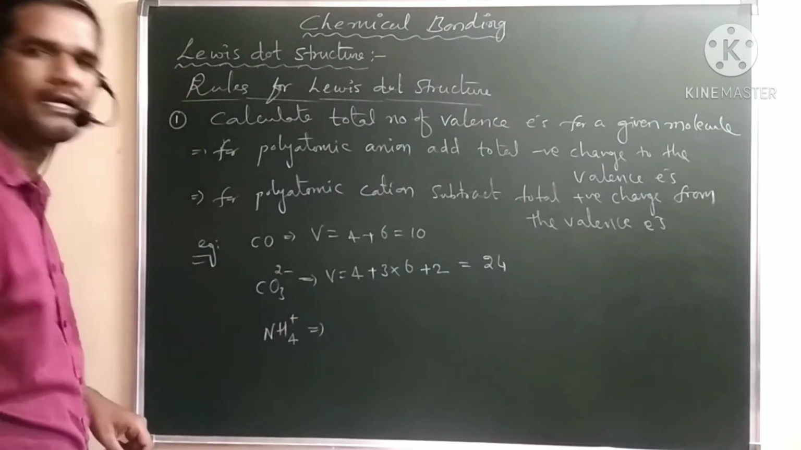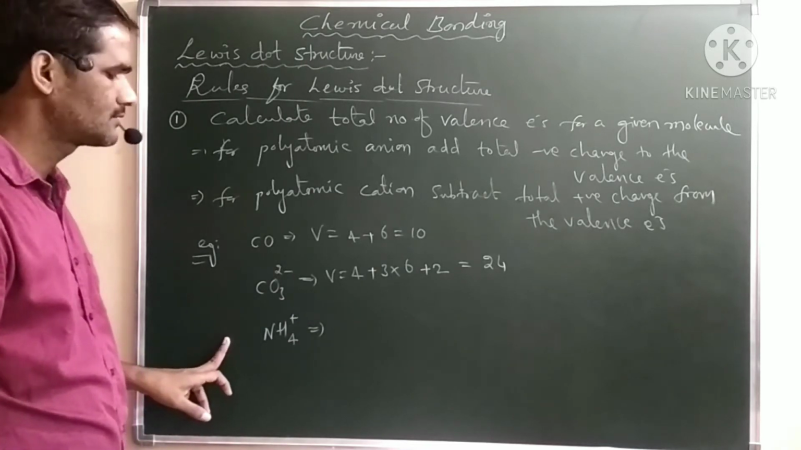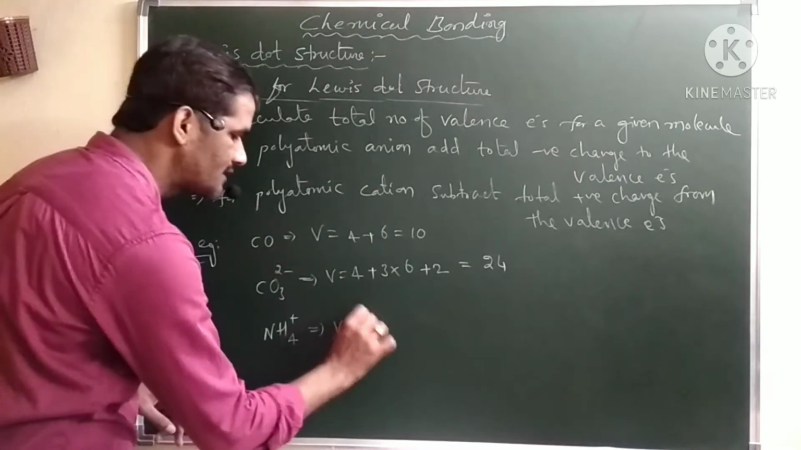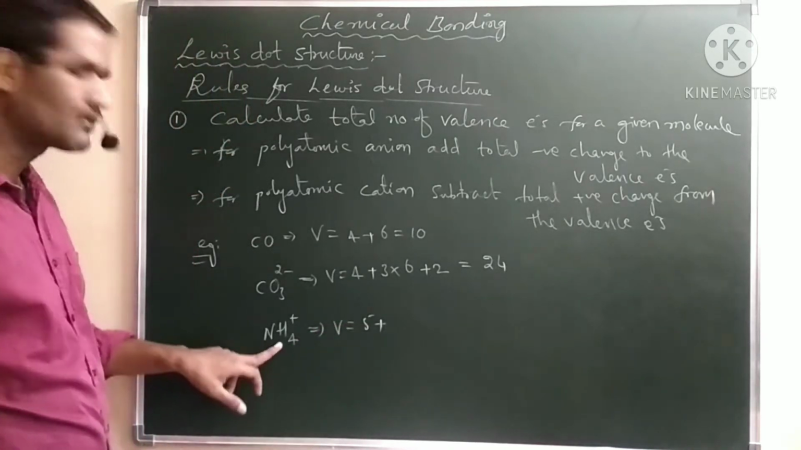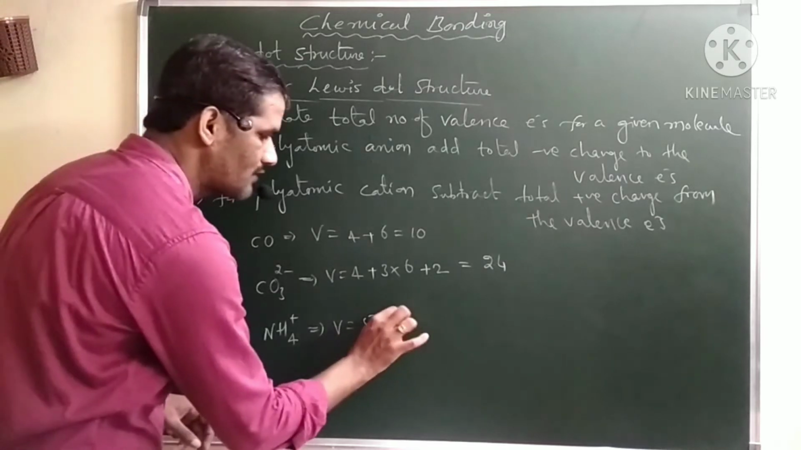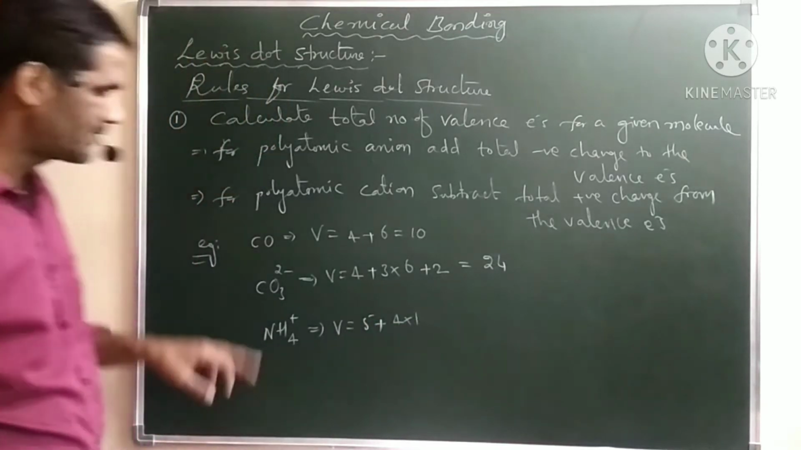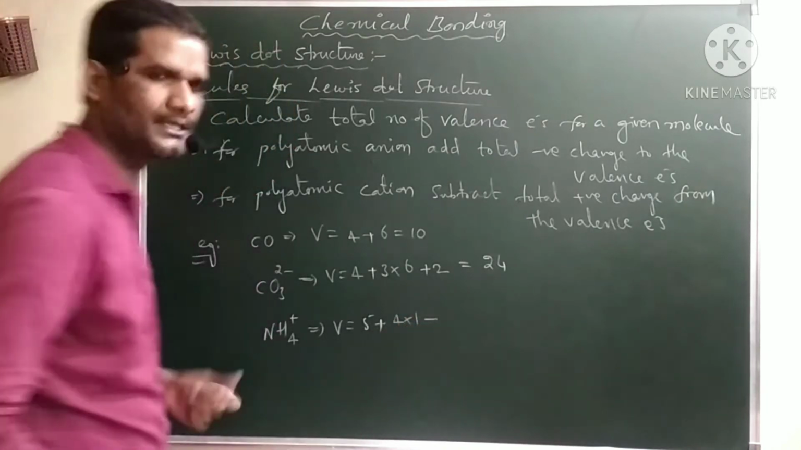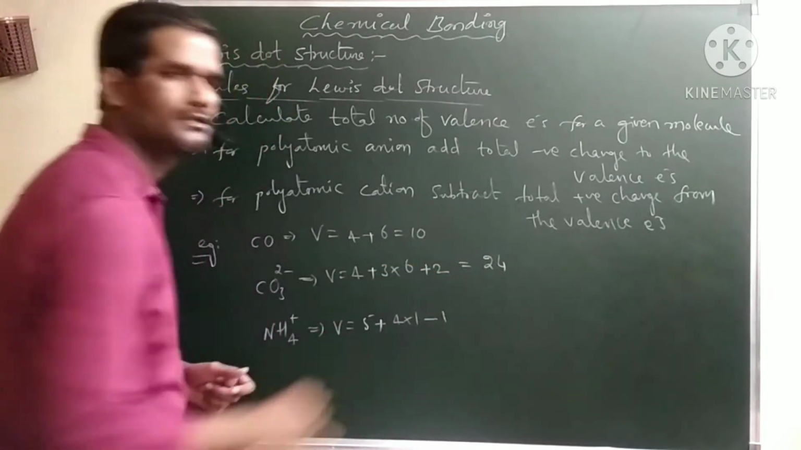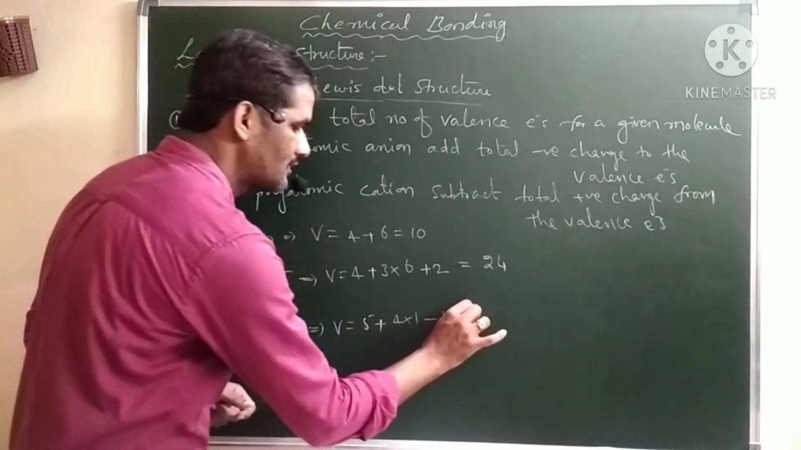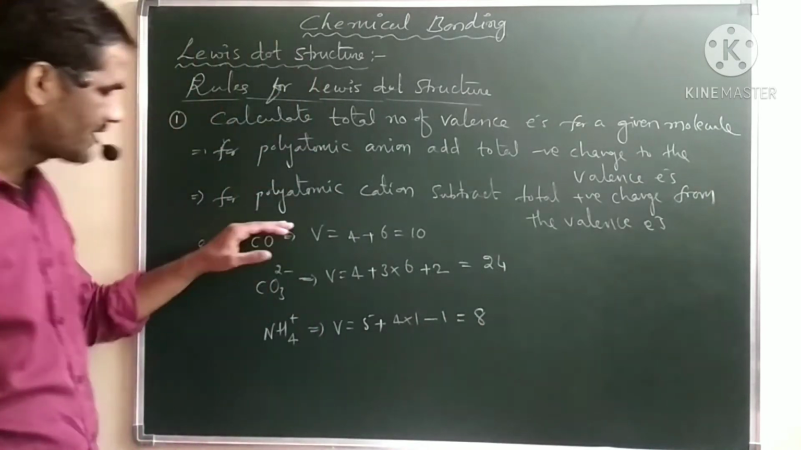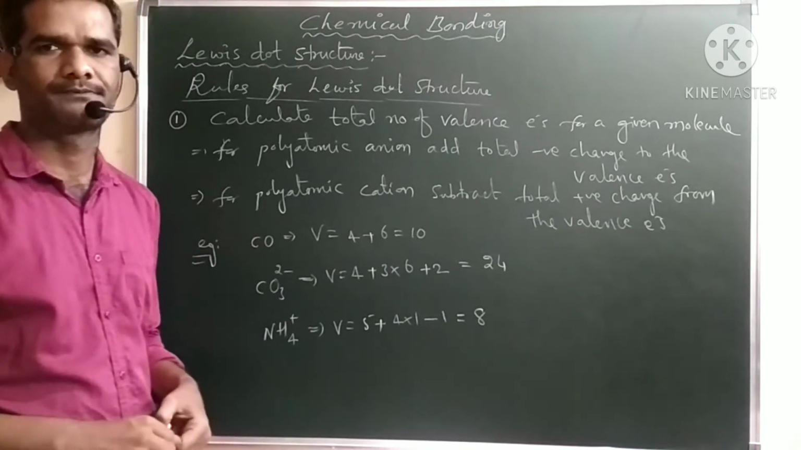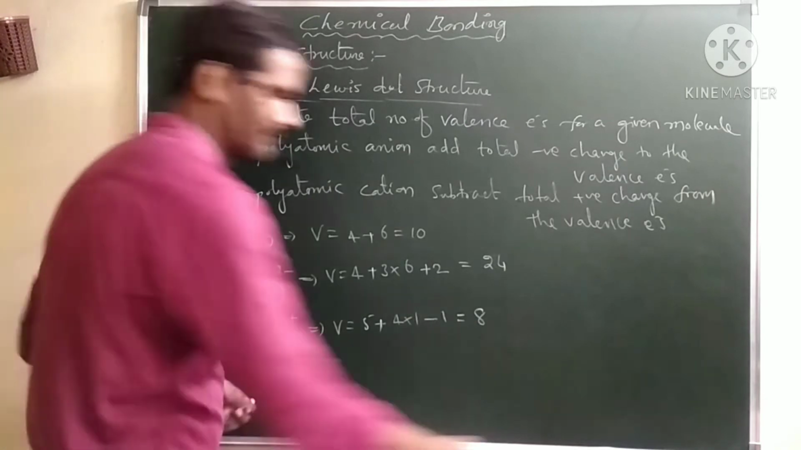Similarly, if I take a polyatomic cation, in this case the total valence electrons: nitrogen valency 5, hydrogen valency 1, and there are 4 hydrogens, so 4 into 1, but it carries a positive charge. If it is a positive charge, we have to subtract. Only one positive is there, so you subtract 1. Then you will get overall 8. Like this we have to first calculate the total number of valence electrons for a given molecule. That is the first rule.